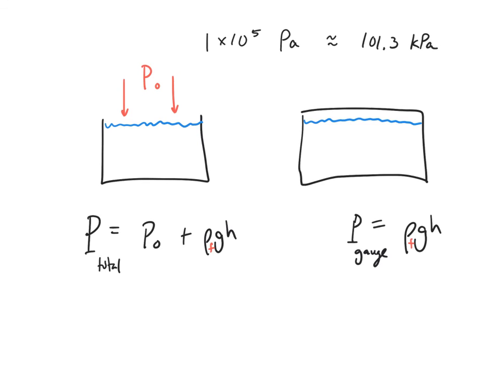A lot of textbooks use this value, and then some others use this value. They're really the same thing, because this becomes 101,300, and this becomes 1, 2, 3, 4, 5. So take a look at the numbers. You see how they're pretty much the same thing there? So yeah, 1 times 10 to the 5th, or 101.3 kPa.